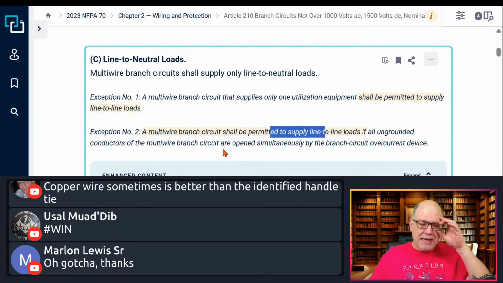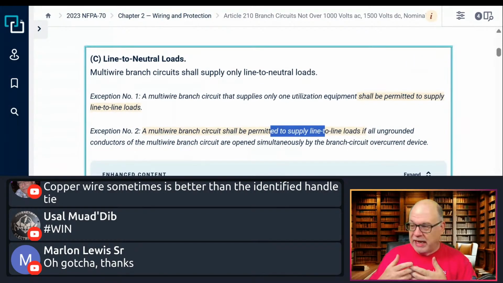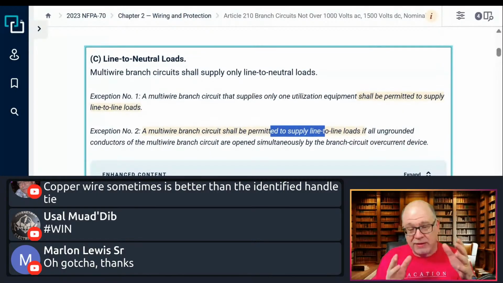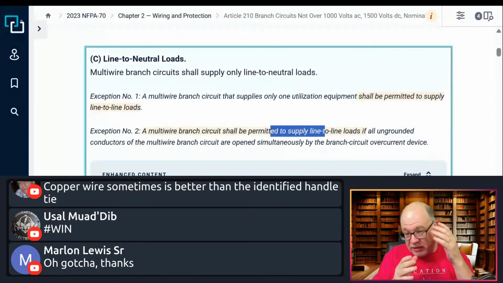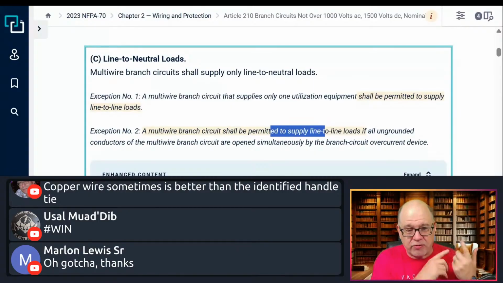Now, at the end of the day, you still got to be careful. Why? Because you've got 210.19, and we have to know the loads. So we can't just start willy-nilly adding stuff and not know what the load is. So I intended to run a multi-wire branch circuit out there because I'm going to have two circuits, right? The red and the black, and then turn around and be able to also have a 240-volt load and not take into consideration the load calculation for the branch circuit.